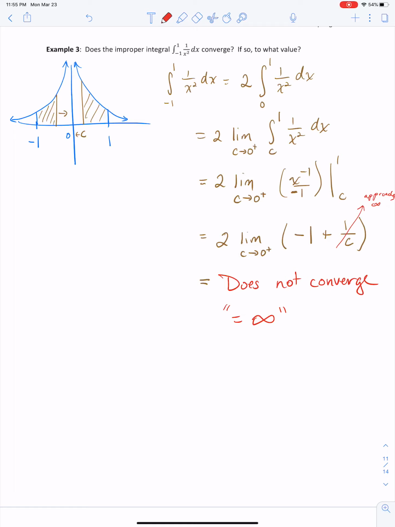And I think it's kind of interesting to compare several of these functions that we've been looking at. So let's just go to Desmos quickly and do that.